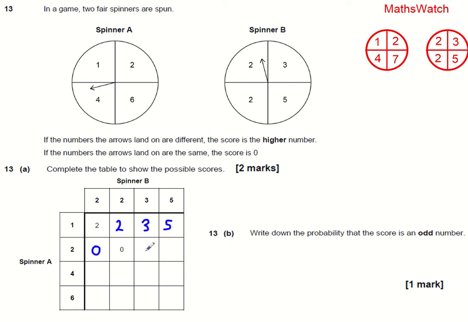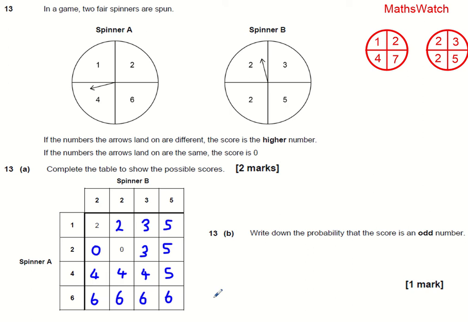Next one's already done. In the third one, we've got 2 playing 3, 3 wins, and 2 playing 5, 5 wins. For the next game, 4 is playing 2, 4 is higher, so 4 wins. 4 is playing 2 again, so 4 wins. 4 is playing 3, so 4 wins. 4 is playing 5, so 5 wins. And the last row, 6 is playing 2, 6 wins. 6 is playing 2, 6 wins. 6 plays 3, 6 wins. 6 plays 5, 6 wins.